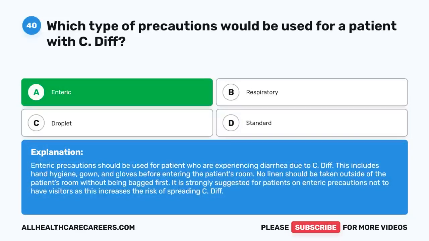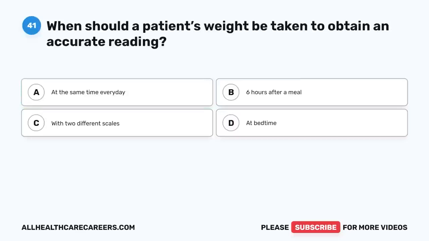This includes hand hygiene, gown, and gloves before entering the patient's room. No linen should be taken outside of the patient's room without being bagged first. It is strongly suggested for patients on enteric precautions not to have visitors, as this increases the risk of spreading C. diff.